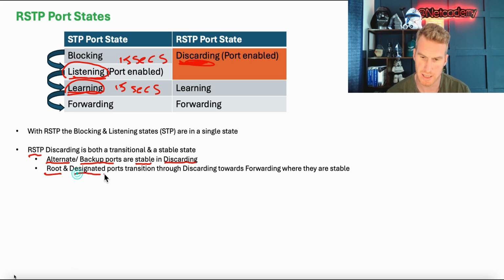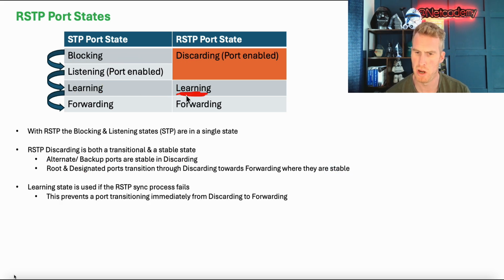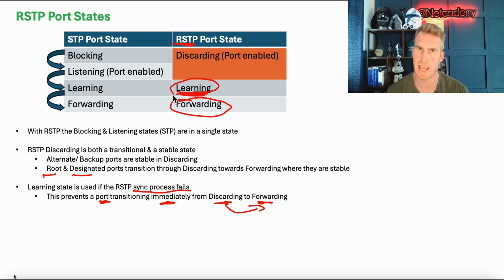Whereas when we look at root and designated ports, they can transition from discarding immediately to the forwarding state, where they should absolutely be stable. And you might be wondering, why is this learning state here in the RSTP world when a root or designated port can just immediately go into the forwarding state? Well, if the sync process fails, more information to come on this sync mechanism in this video, this would prevent that port moving immediately from discarding to forwarding, and therefore that switch has to go through that learning stage just like it would in the STP world.